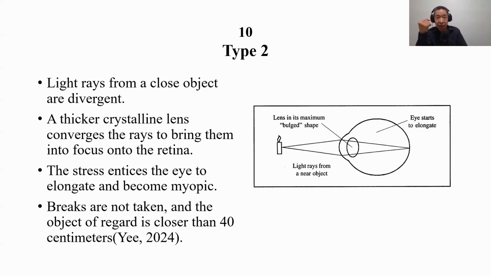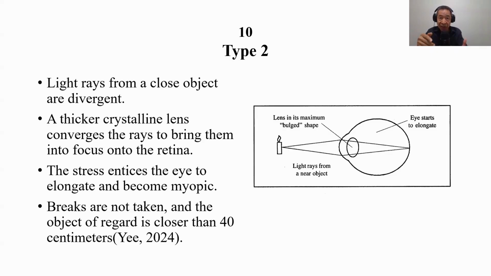In type 2 near-point stress, light rays from a close object again are divergent, and a thicker crystalline lens converges the rays to bring them into focus onto the retina. And the stress entices the eye to elongate. And this time, the increase in stress induces the eye to become myopic because breaks are not taken and the object of regard is closer than 40 centimeters. It takes a lot of effort to maintain the bulge shape of the lens under this condition to keep that object in focus.